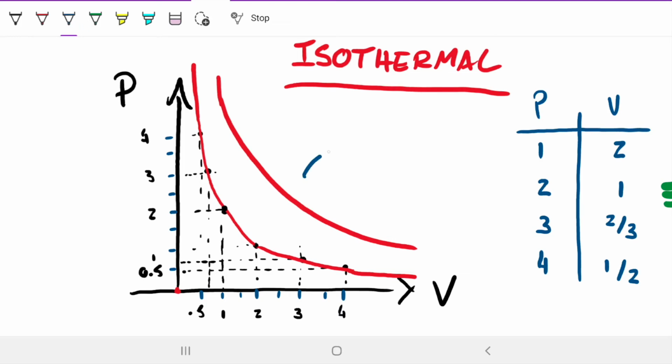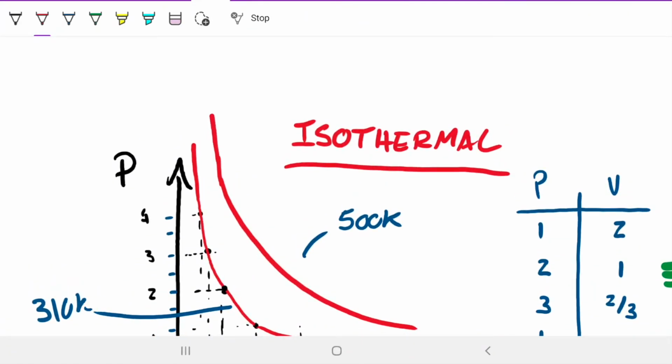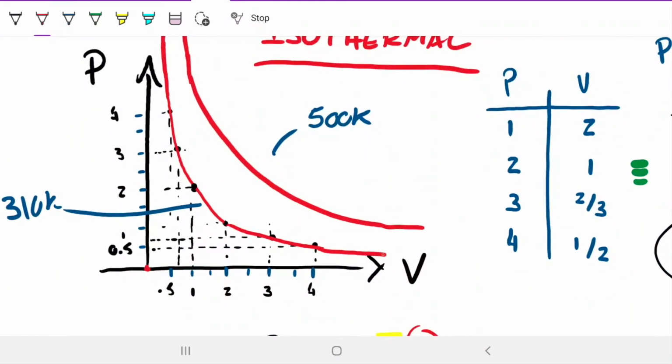The 500 one would be the greater one, the one on top. The 310 would be the one on the bottom. There will be a distance between them, and there will always be a distance between them. In spite of them both going towards infinity, they would never touch, right? Likewise on this side here.